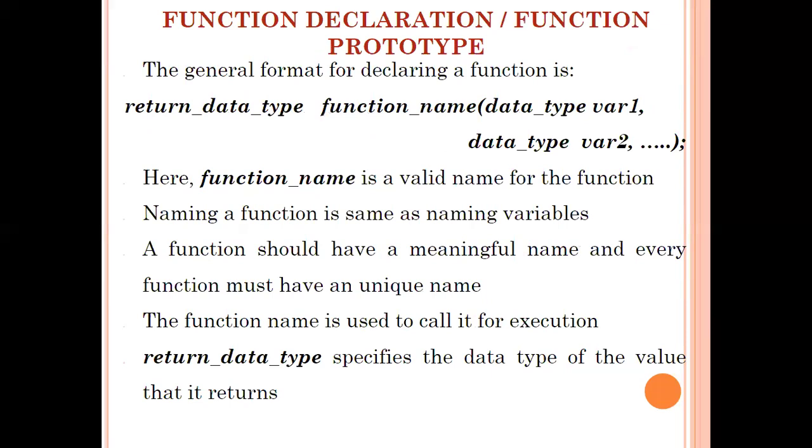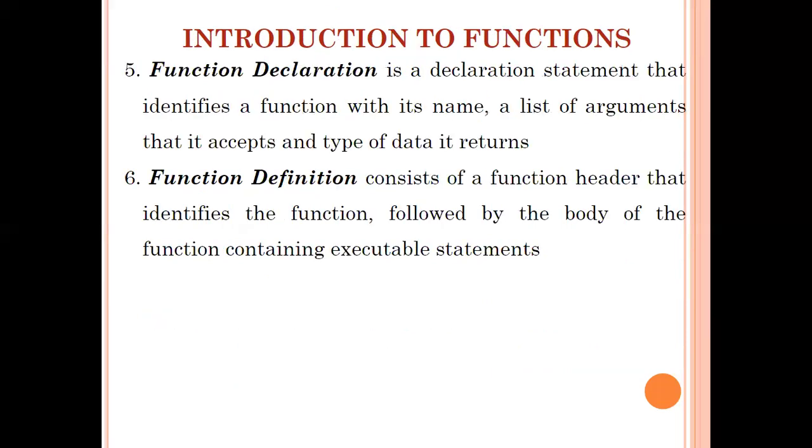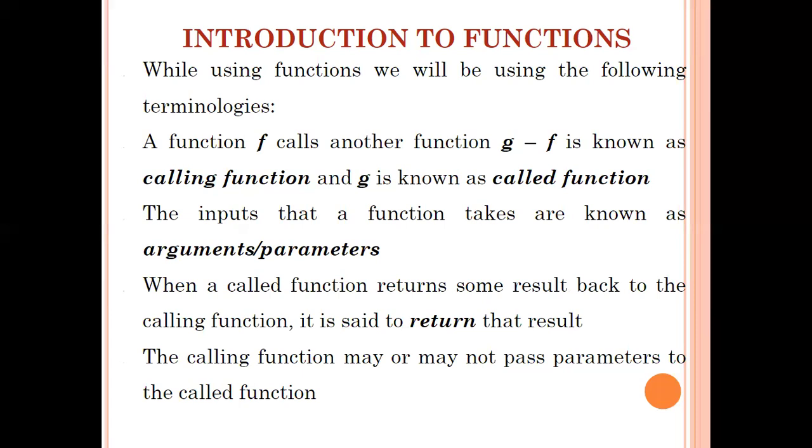Before entering into the syntax of function declaration, first of all, we should know whatever things we have to remember or follow while we are using functions in a C program. Okay, so the first point is a function F calls another function G. Therefore, here F is known as calling function and G is known as called function. We have already seen these two terms, right?